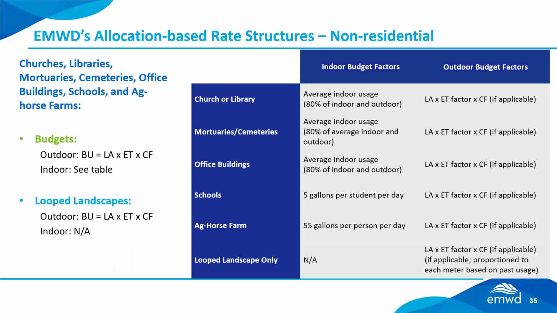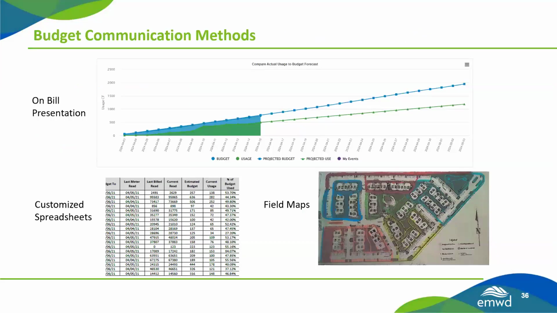Next slide, please. So then the question is, how do you communicate the budget once you've put it all together? The top on-bill presentation there, I think, is the latest evolution of how we communicate, and it's pretty intuitive, right? The green is your usage, and the blue is your goal. So if you can stay under that, you're doing really well.